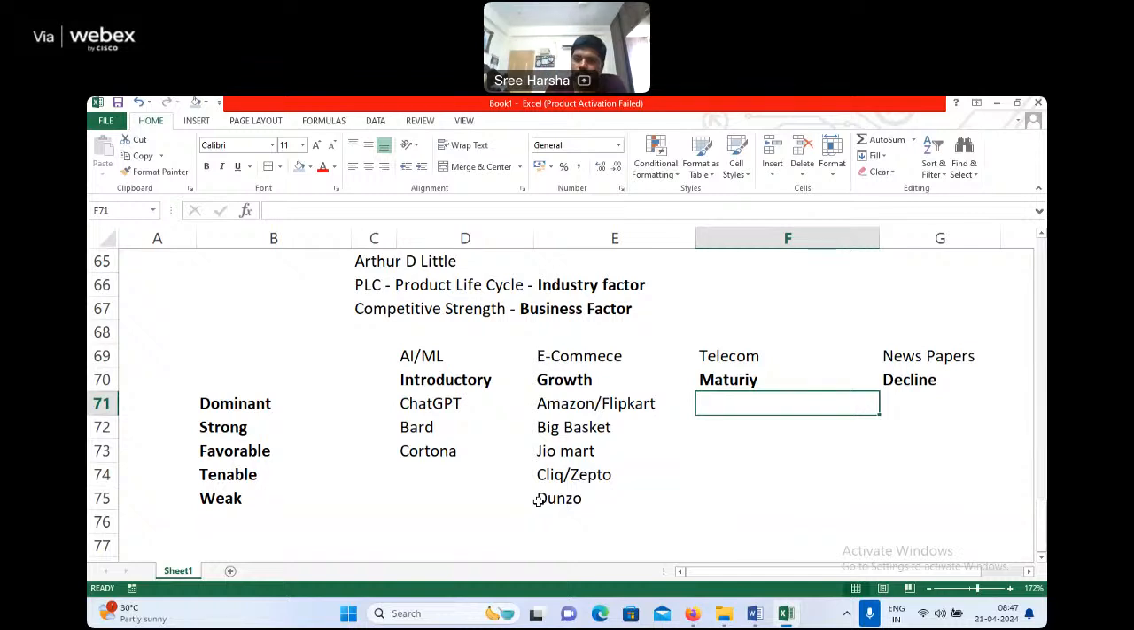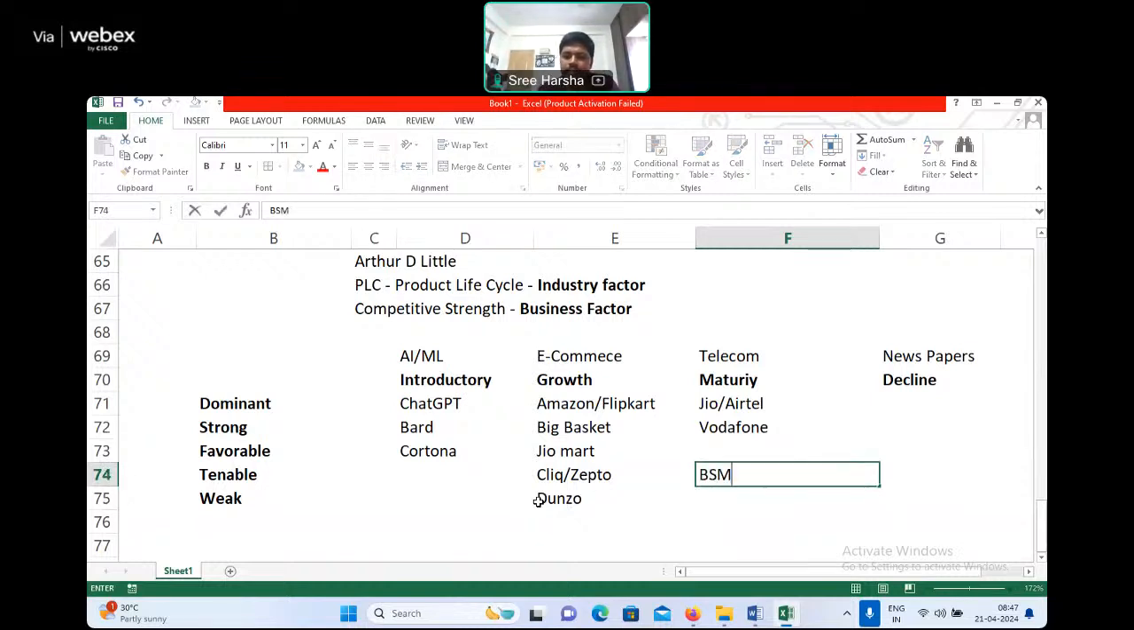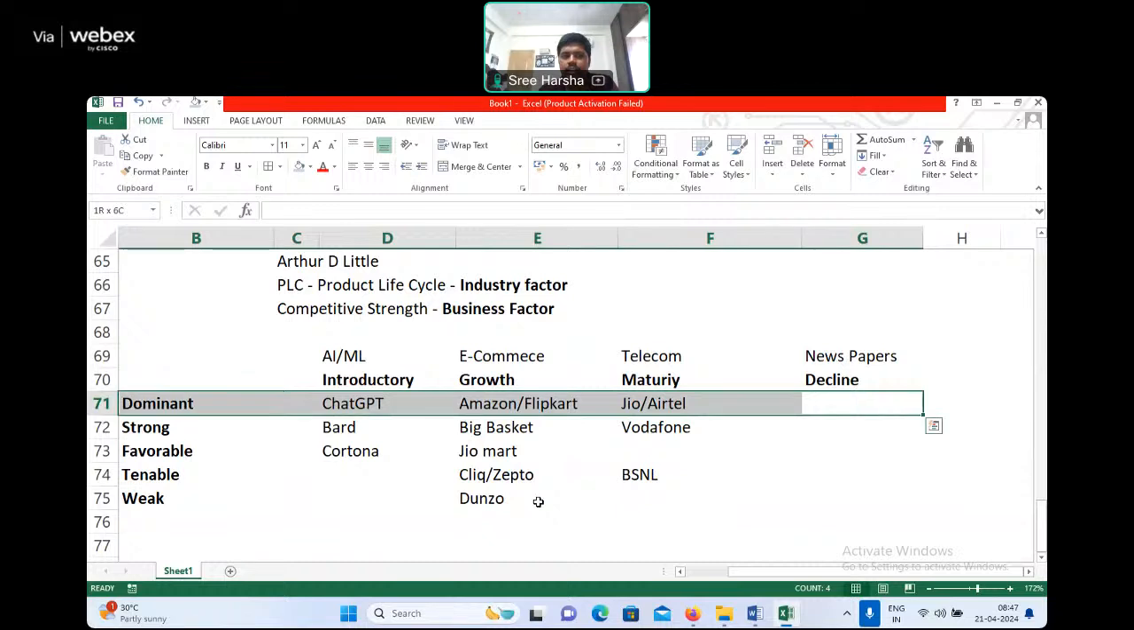In the telecom industry, who are the matured players? Jio and Airtel are mature, dominant players. Strong player, Vodafone. Favorable player, no one is there. Tenable player, a little bit better than weak, BSNL. Weak players, there are none; everybody exited the market. So there are no more players then.